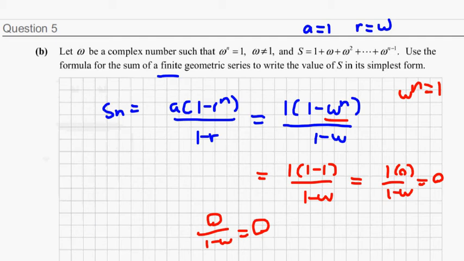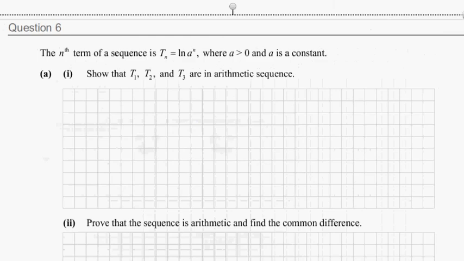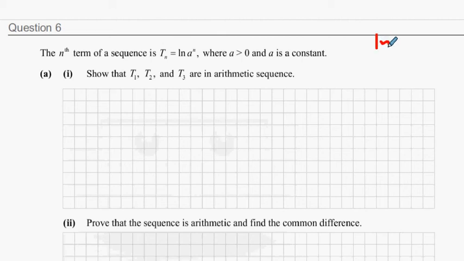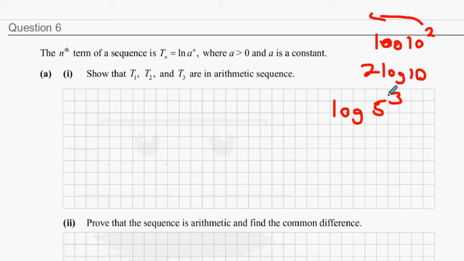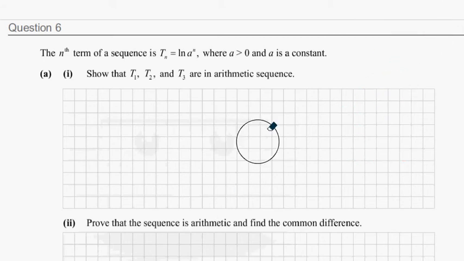Okay. This one here. Show that it is an arithmetic sequence, right? So remember the rule of logs. Let's say log 10 squared equals 2 log 10. You're allowed to bring the power to the front. Same way log 5 cubed is equal to 3 log 5. So we're going to use that rule to figure out what T1 is.